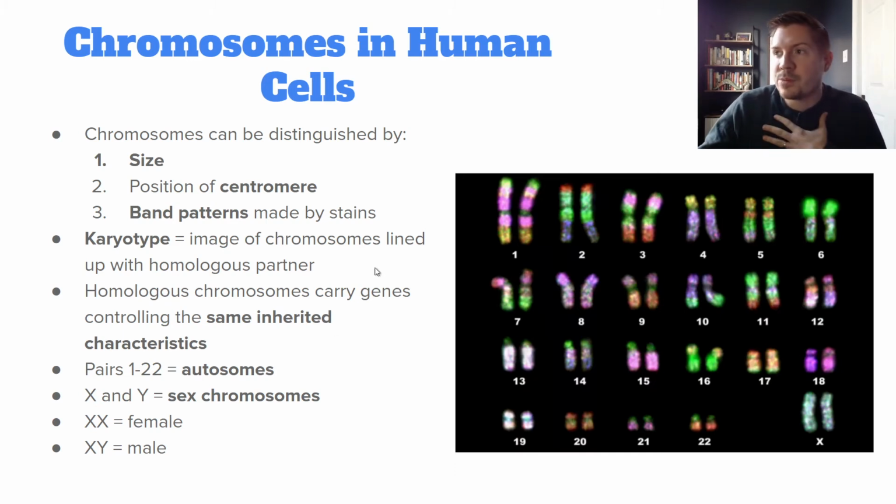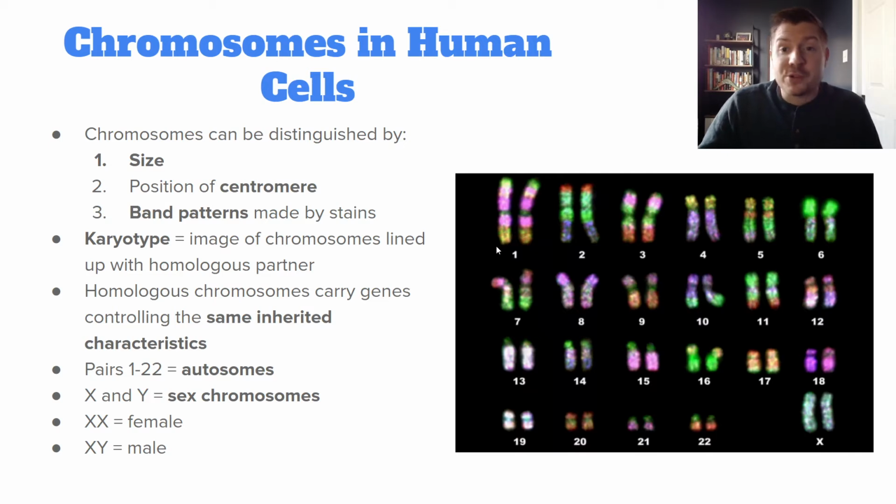So for example, chromosome 1 from mom and 1 from dad are very similar. However, they will have some different alleles on them. Mom might have a different allele at a certain gene than dad, but these are homologous because they are quite similar. They carry roughly the same sort of characteristics.